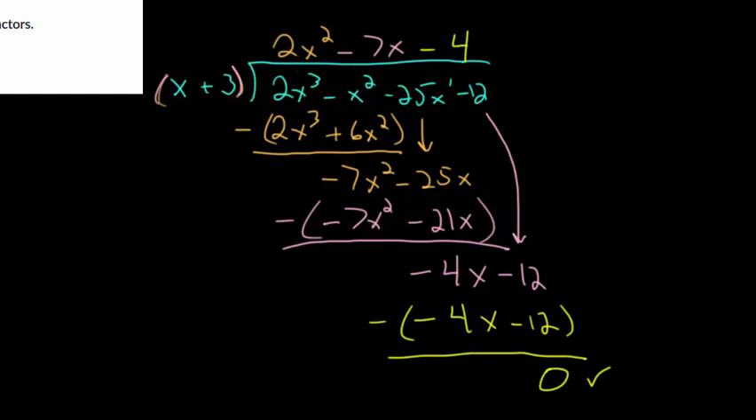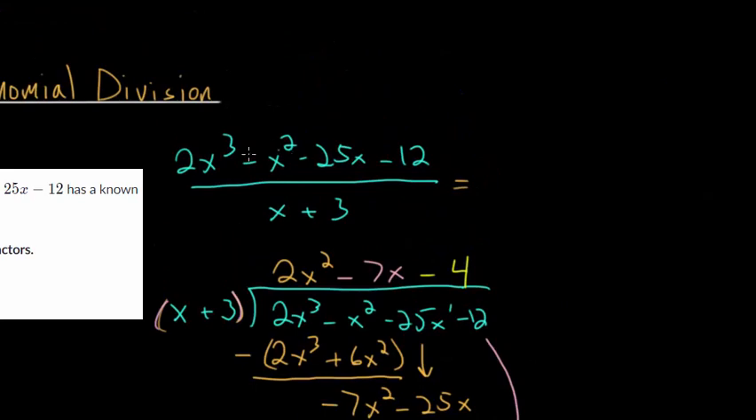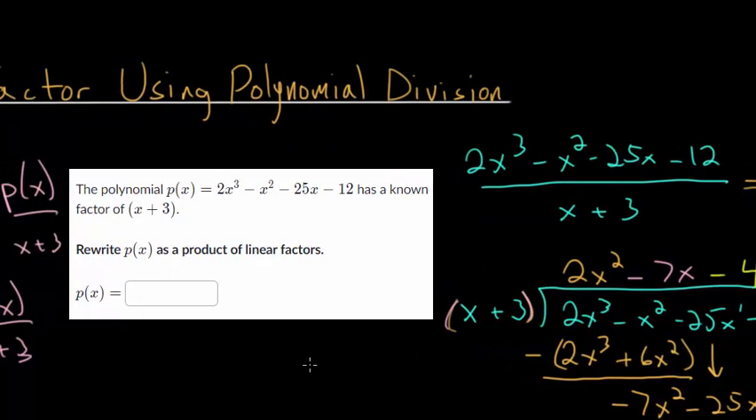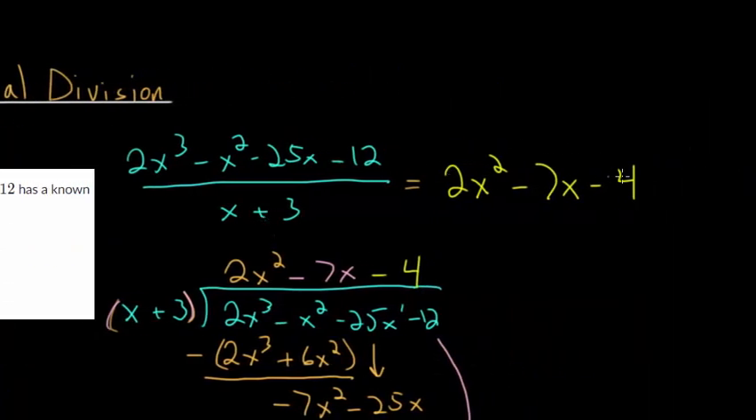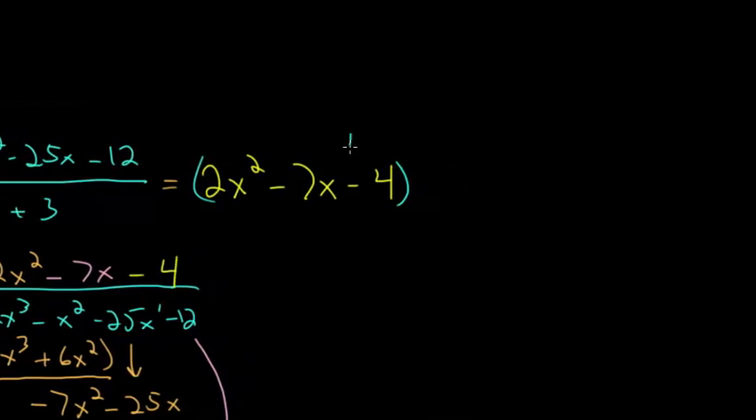So essentially what we figured out is that when we divide this polynomial, this p of x, by our known factor, we get 2x squared minus 7x minus 4. And we're not quite finished because we want to rewrite our polynomial as a product of linear factors. If we just rewrote p of x as x plus 3 times this quadratic, this is not a linear factor. So we need to further factor this quadratic. So let's continue that problem.